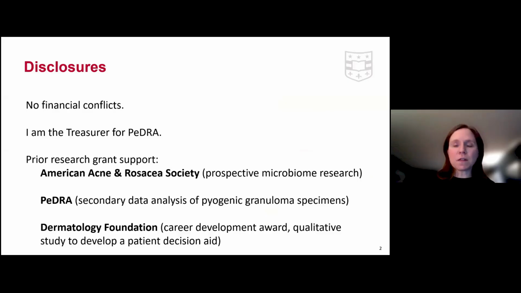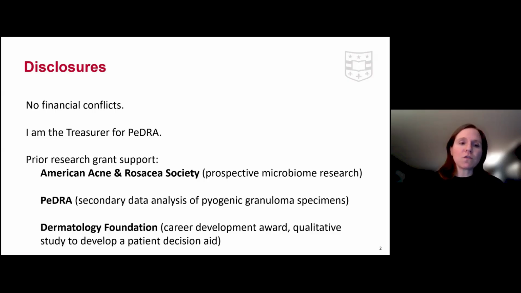In terms of conflicts, I don't have financial conflicts, but it is good to know if you're speaking to a homer for the organization, which I am, being treasurer for PeDRA right now. And then in terms of the types of grant support that I've had in the past, I thought it would be helpful to see that you can have a variety of things from a variety of groups.